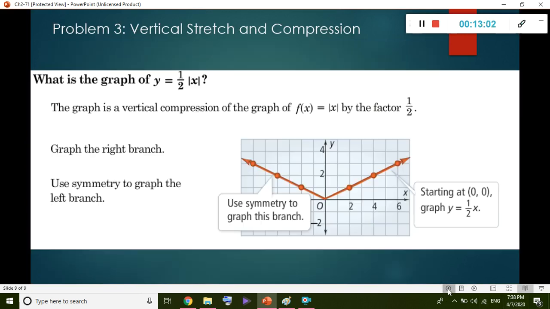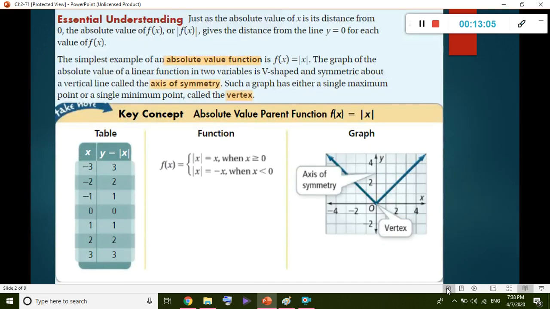Now let's have a quick summary. For the absolute value, we have positive values of x and negative values of x, and they're both symmetric to each other.